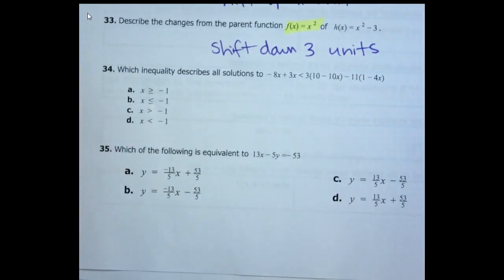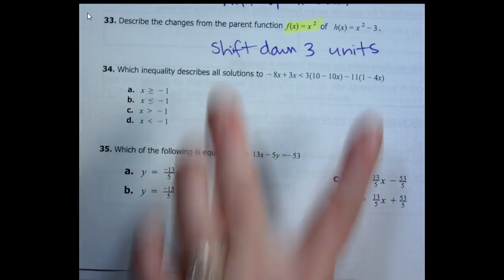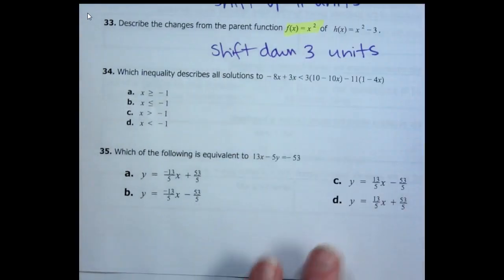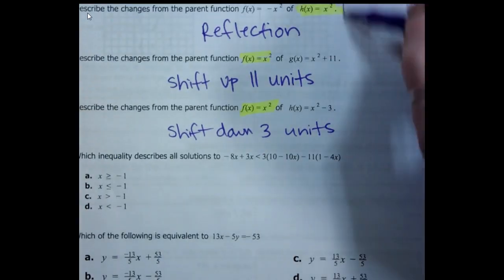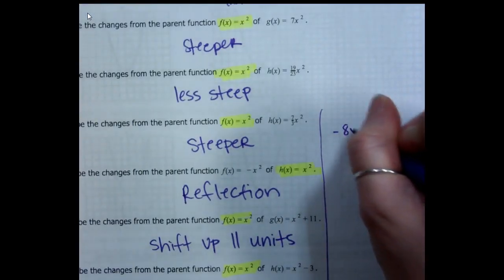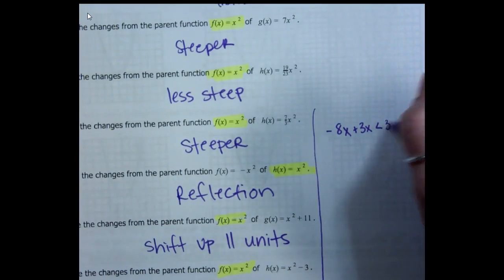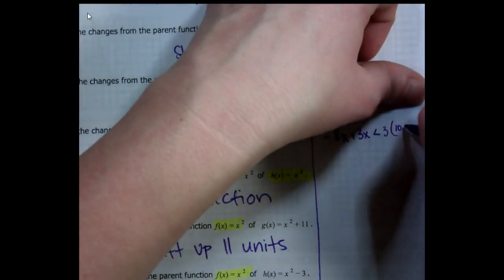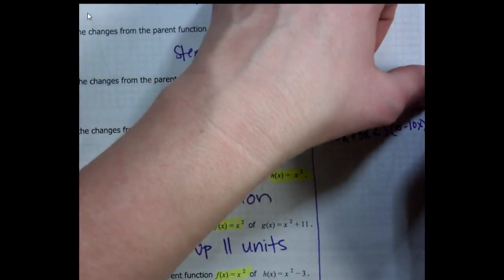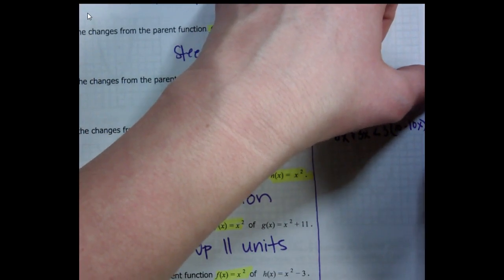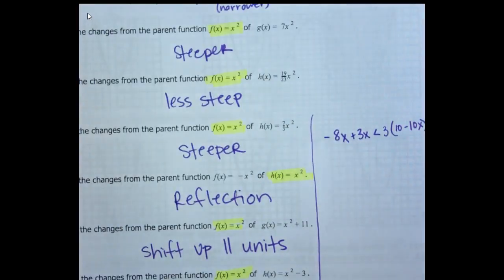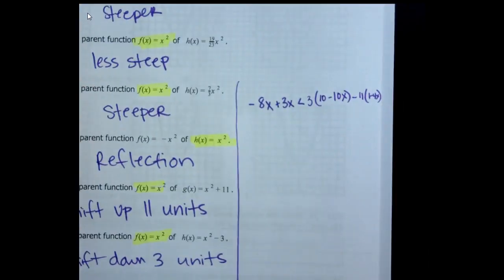Okay, these last 2 questions are review questions. Let's see what you remember. I'm going to write this problem over here so I have some more space. I have negative 8x plus 3x less than 3 parentheses 10 minus 10x close parentheses minus 11 parentheses 1 minus 4x. Holy goodness, it's long. It's okay, we're about to clear it up.